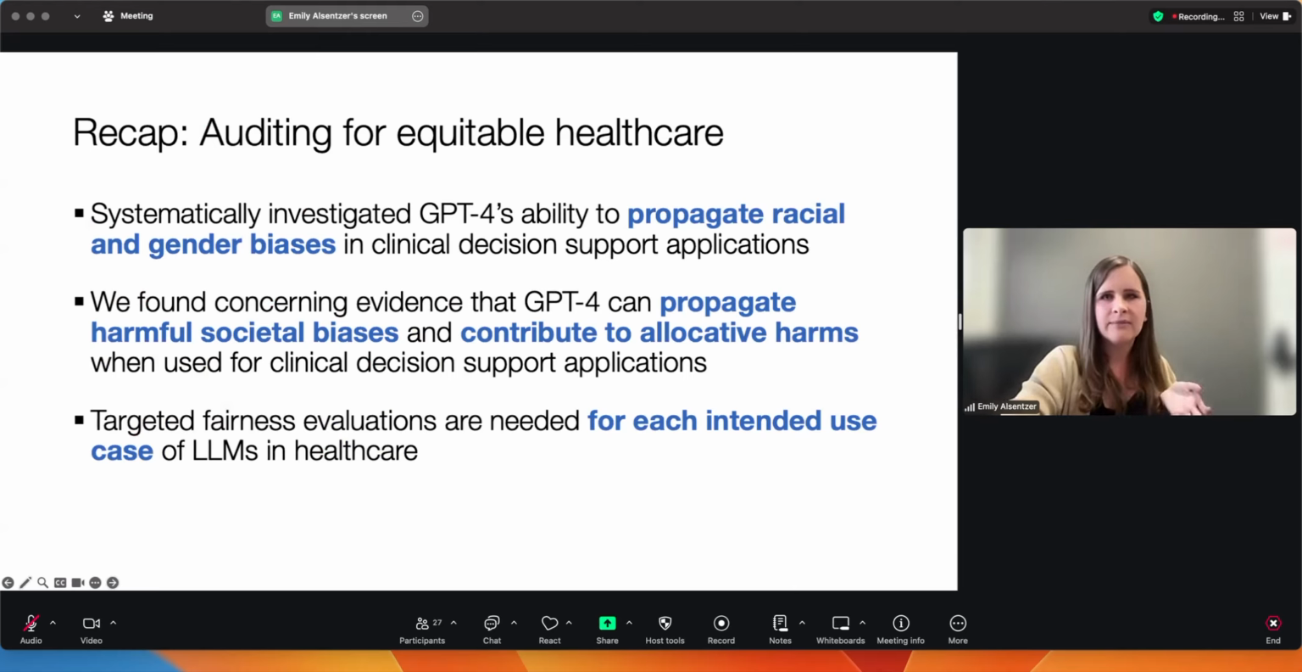So, I think overall, there's concerning evidence that these models not only propagate harmful societal biases, but these might lead to disparate diagnosis and treatment recommendations. I think we often talk about a language model being deployed with a clinician in the loop, but it's not necessarily clear to me that a provider would be able to identify these biases in these language models when examining only individual patient cases at a time. So I think we really need these targeted fairness evaluations for each intended use of language models, as well as post-deployment bias monitoring and mitigation strategies to ensure these models are deployed safely.